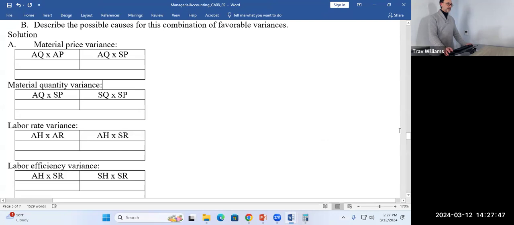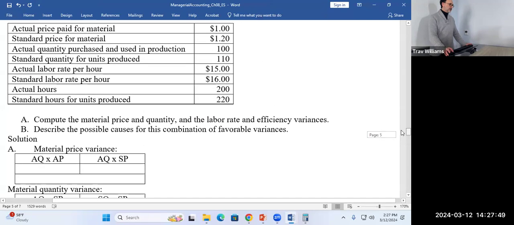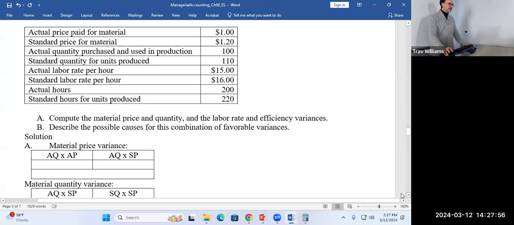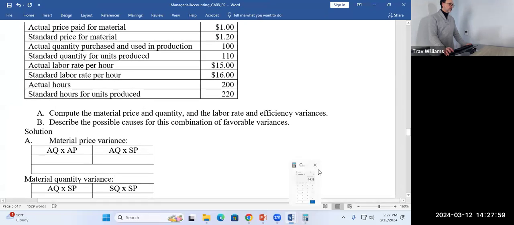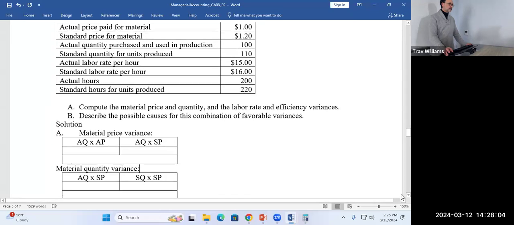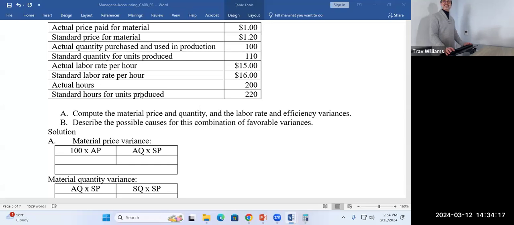So let's all start here with materials. I'll make it a little smaller. Almost fits. Okay. So go ahead and work on the material price and quantity variances. Had a gold star. Okay.